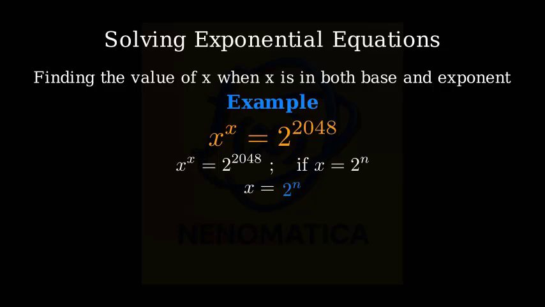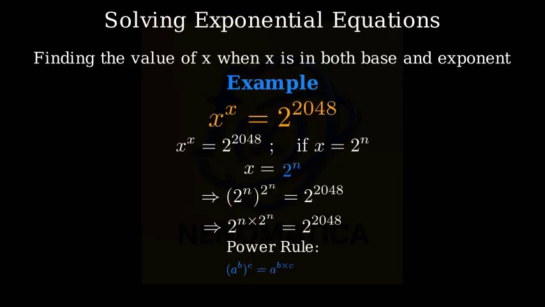Let's assume that x equals 2 raised to the power of n, where n is some number we need to find. Now, let's substitute this expression into our original equation. We replace x with 2 to the power of n everywhere in the equation. Next, we apply the exponent rule, which states that when we have a number with an exponent raised to another power, we multiply the exponents.